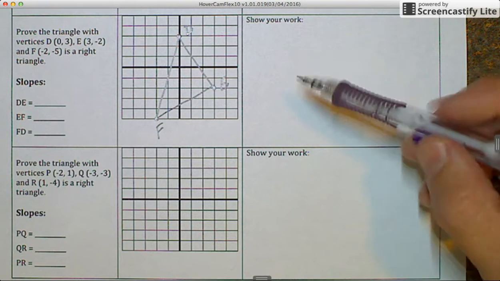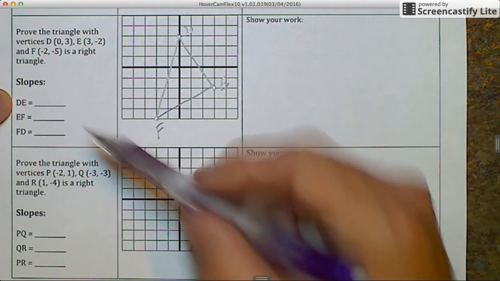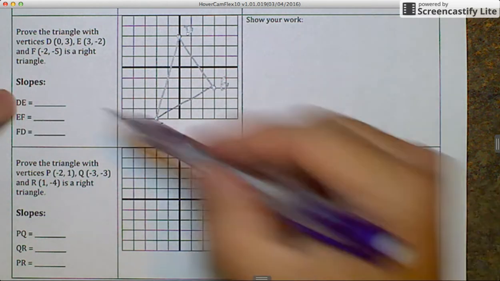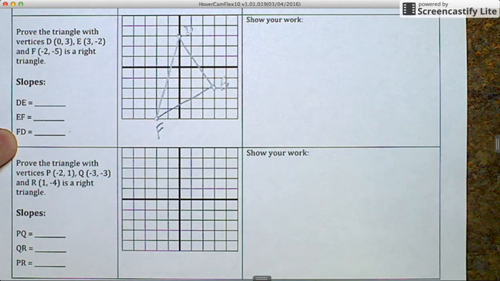So what I want you to do is I want you to find the slopes of DE, of EF, and of FD. And once you find the slopes of these three, determine if you have one pair or two slopes that are perpendicular. And I also want you to do it for the third example down here. Okay, good luck, and we'll go over this in class.